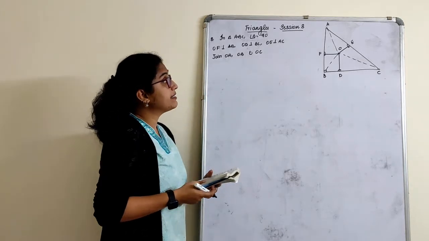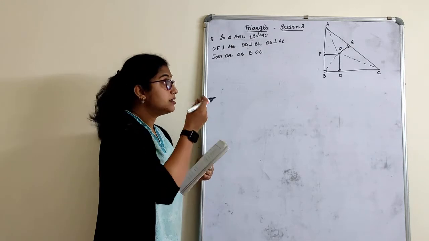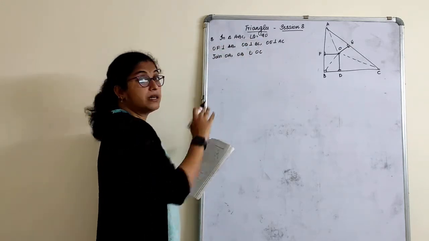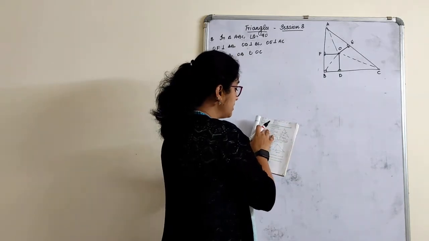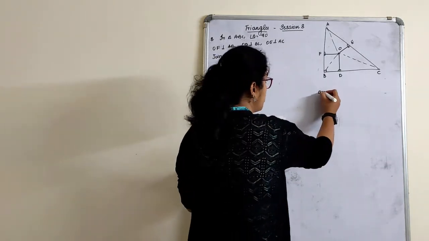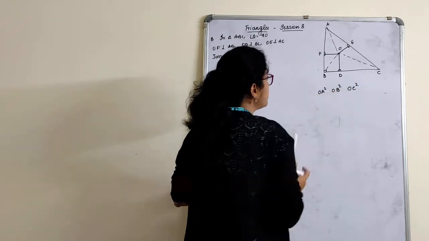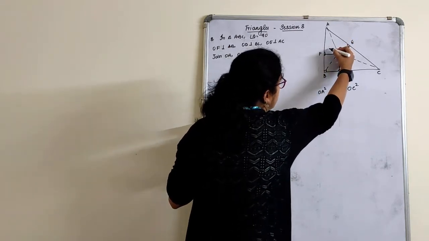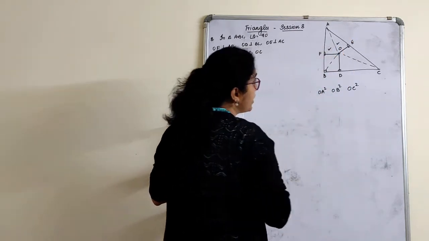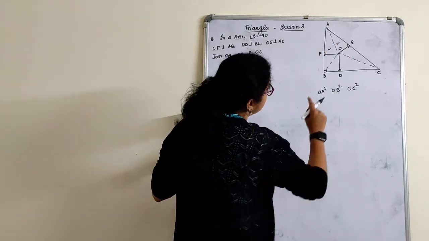There are so many 90 degree triangles here to use Pythagoras theorem. Which triangle will help me to get the particular answer? We have to first identify the triangles. Now first see here, where does your OA square, OB square and OC square lie? OA square lies, hypotenuse I am talking about. It lies in these two triangles, OA square. Either I have to choose this or this triangle, right?